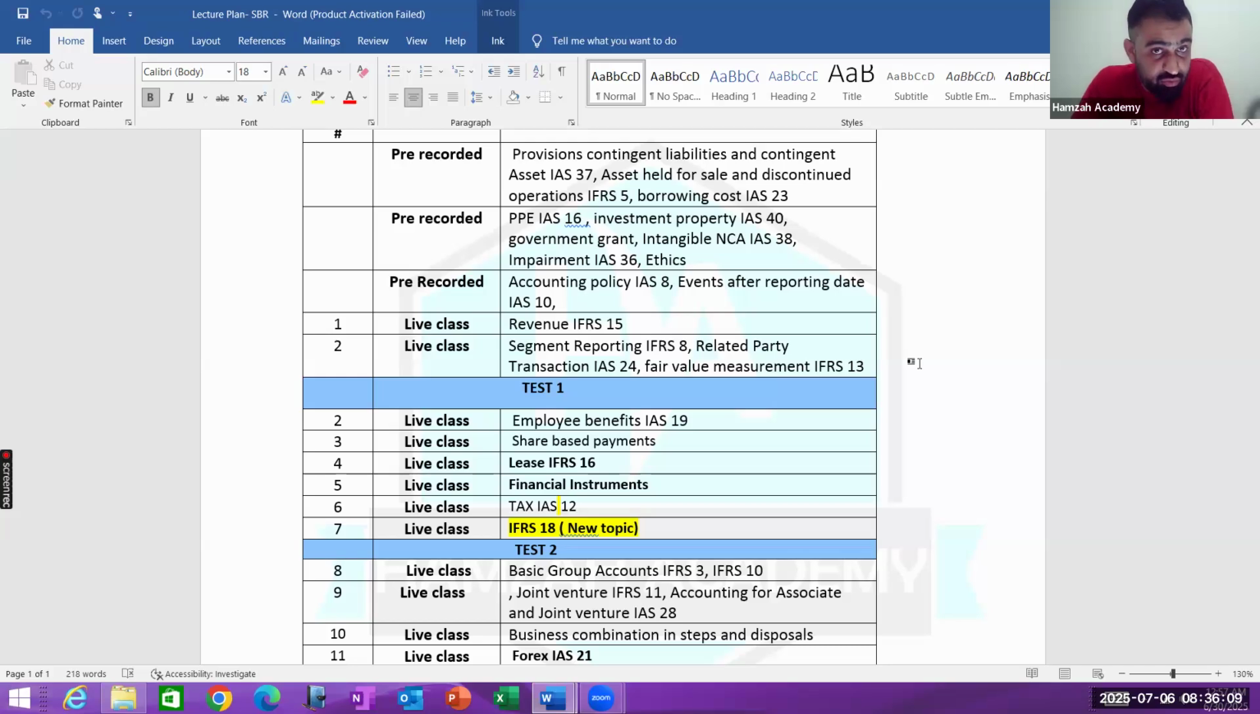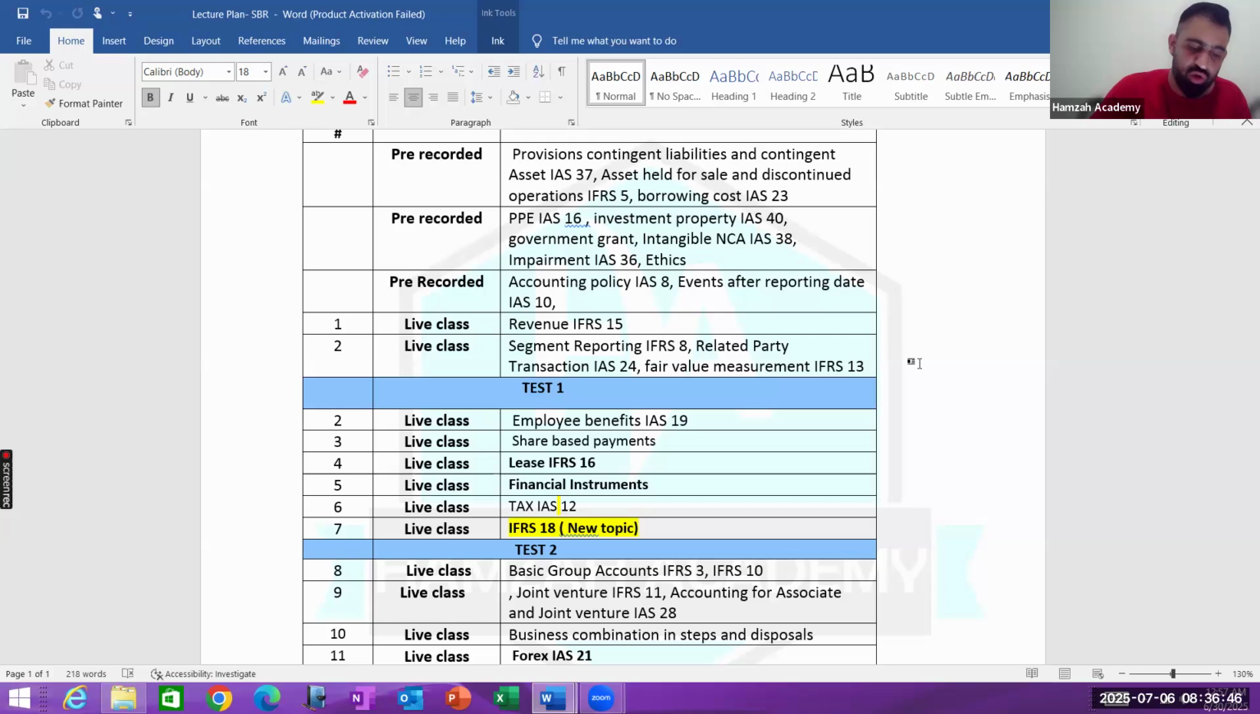In IAS 20, we have a concept of fair value. In IAS 36, impairment, we have a concept of fair value. Then in financial instruments, we have a concept of fair value. So there are a number of accounting standards where we have fair value issues. So what is fair value? How to determine the fair value? All these issues would be covered in IFRS 13, Fair Value Measurement.